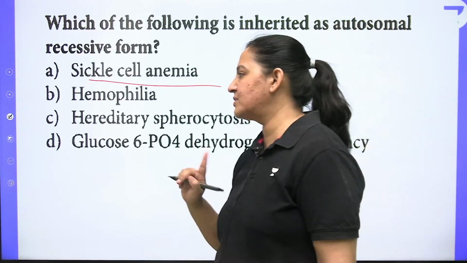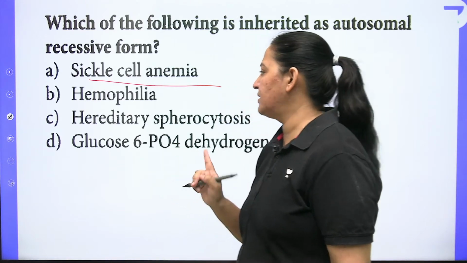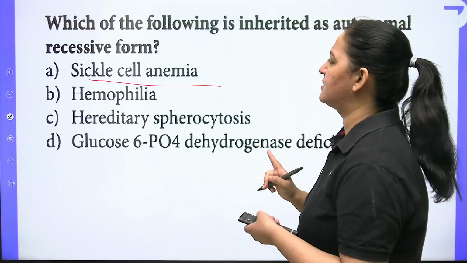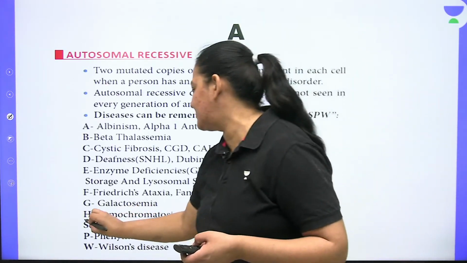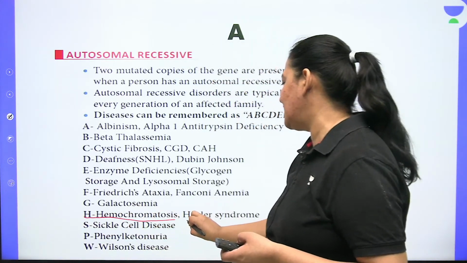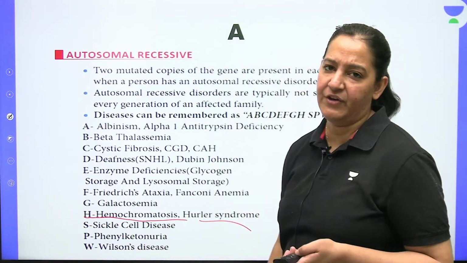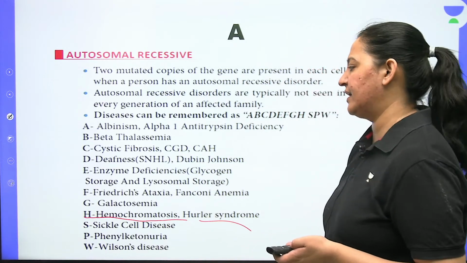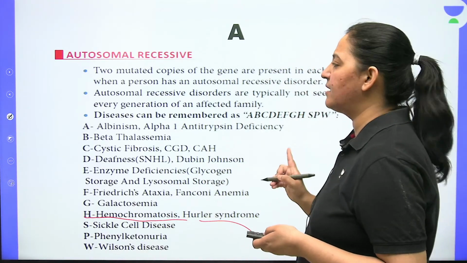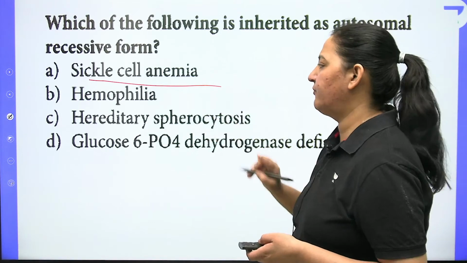So the correct answer is not C, no Vibhuti, no Soumya. The correct answer, it is not hereditary spherocytosis. A, B, C, D, E, F, G, H, the H is not spherocytosis. H is hemochromatosis and Hurler's. You are getting confused. So Vibhuti, Soumya, you are getting confused. So H is hemochromatosis and Hurler's. It is not hereditary spherocytosis.